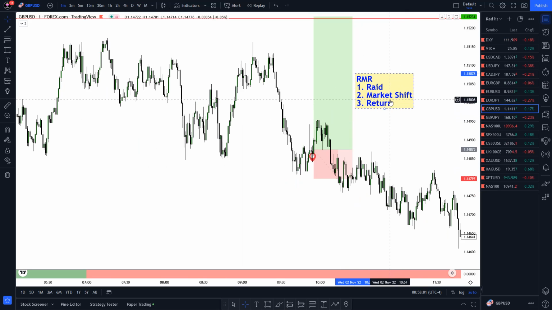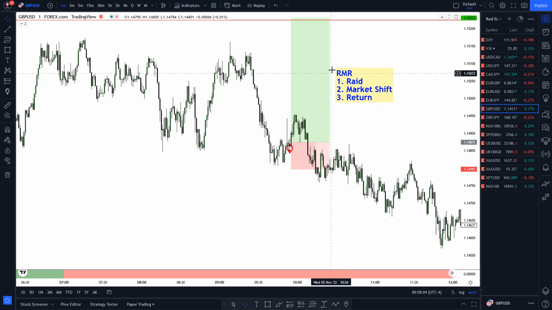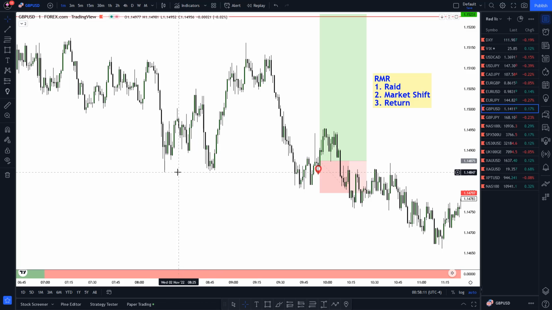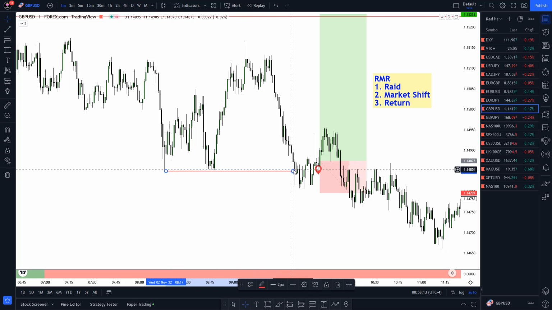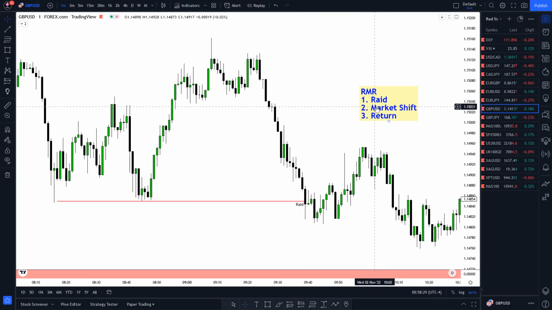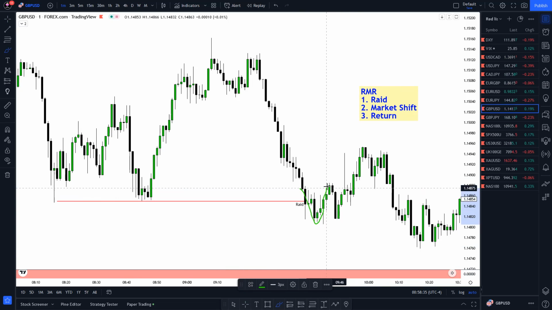So we all know that the pattern we primarily use to find trades is the RMR pattern, where first we look for a raid. So if we look to the left, we have some relative equal lows. So when price breaks through that, that's the raid. And then after a bearish raid, we look for a bullish market structure shift. So we have some swing lows, swing highs, and as soon as swing highs start to be broken, so this swing high was violated, this would be called a bullish market structure shift.